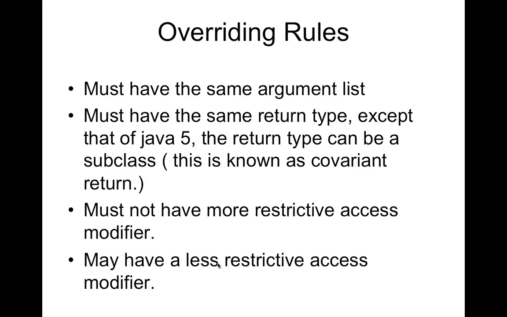Overriding rules: must have the same argument list. Remember this, okay? Must have the same argument list. For overriding, must have the same return type, except that as of Java 5, the return type can be of a subclass. This is known as covariant return. That means you can have a subclass object also being returned. The return type can be either the class or its subclasses.